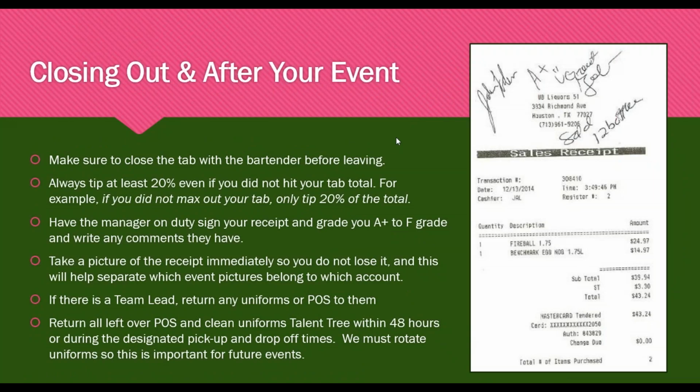So closing out, this is going to be the team lead's job. It's just like when you're out for the night, you do want to close out your bar tab at the end. Tip 20% always, even if you didn't hit your total. And then the manager on duty is going to sign your receipt and give you guys a grade on your performance, A+ through F. If they have any comments or anything like that, they can write it on the receipt as well.